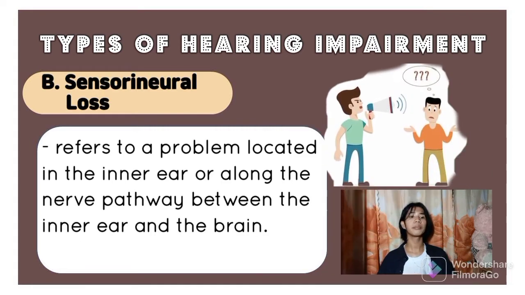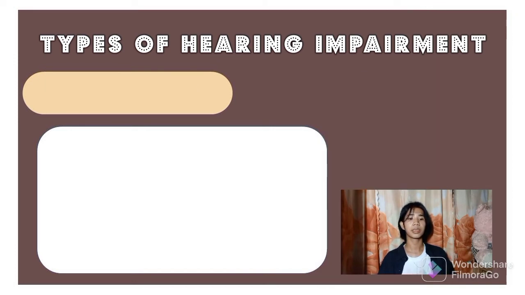The next type of hearing impairment is sensorineural loss. It refers to a problem located in the inner ear or along the nerve pathway between the inner ear and the brain. You may have this condition if you have trouble hearing sounds when there is background noise, trouble hearing high-pitched sounds, or feel like you can hear voices but can't understand them.